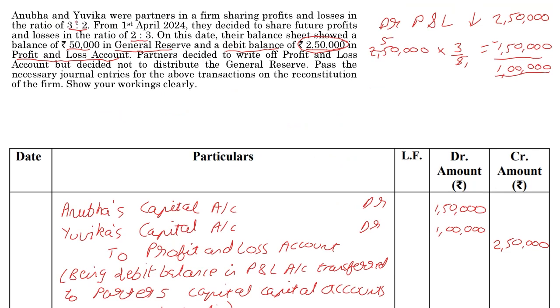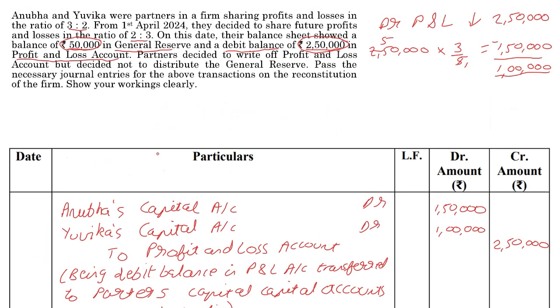Next we draw a line and we have to now deal with the 50,000 in general reserve. What happens when you are not going to distribute it? You have to treat it how you would treat goodwill. That means you have to adjust it in the sacrifice and gain ratio. So 50,000, and I'm going to go below here, where we know that the old ratio is 3:2, the new ratio is 2:3.